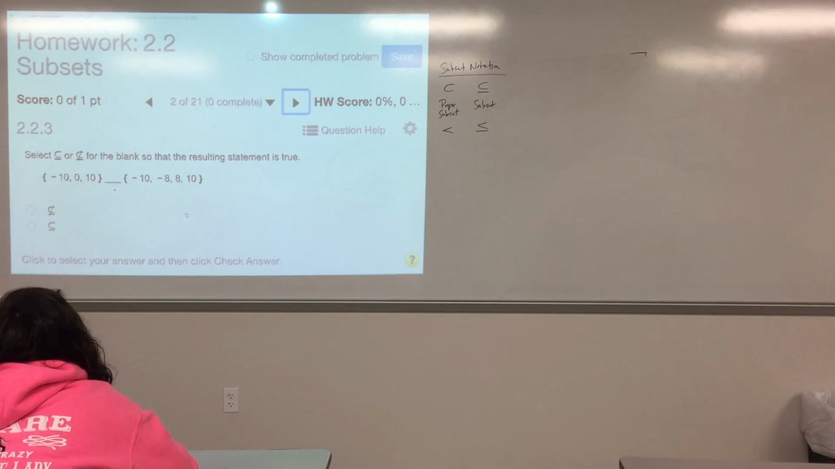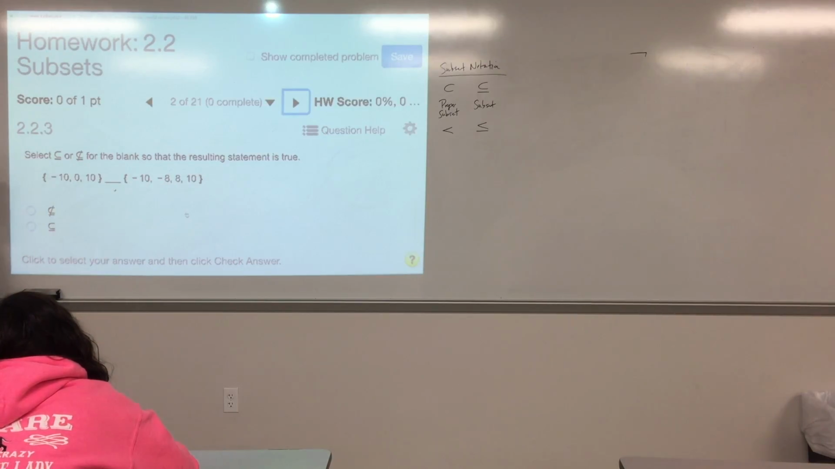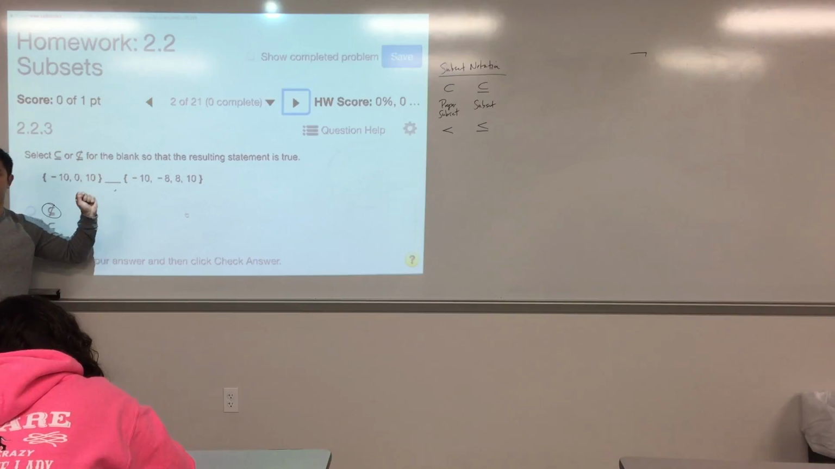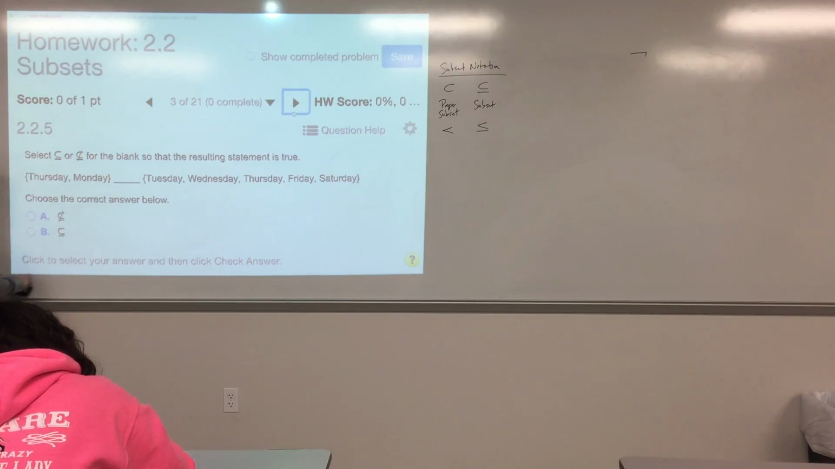Okay, taking a look at this one. -10, 0, and 10. The set that contains these three elements. How about, is that a subset or not a subset of the one on the right? It's not a subset. It's not a subset because this would have to have a 0 in it. Does that make sense, guys? It would have to have a 0. Okay? You always read left to right.